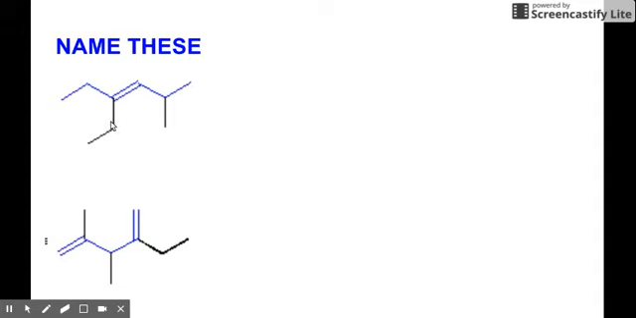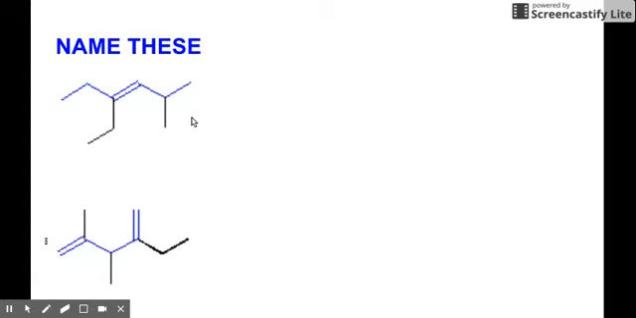Now, we lack the numbering. We have to start now because we're done identifying the parent chain. I want you to pause this video for a while and start analyzing this structure and think about where we should start numbering. Should we start from our left or from our right? Pause this video before you proceed. I hope that you're able to pause and think it over.